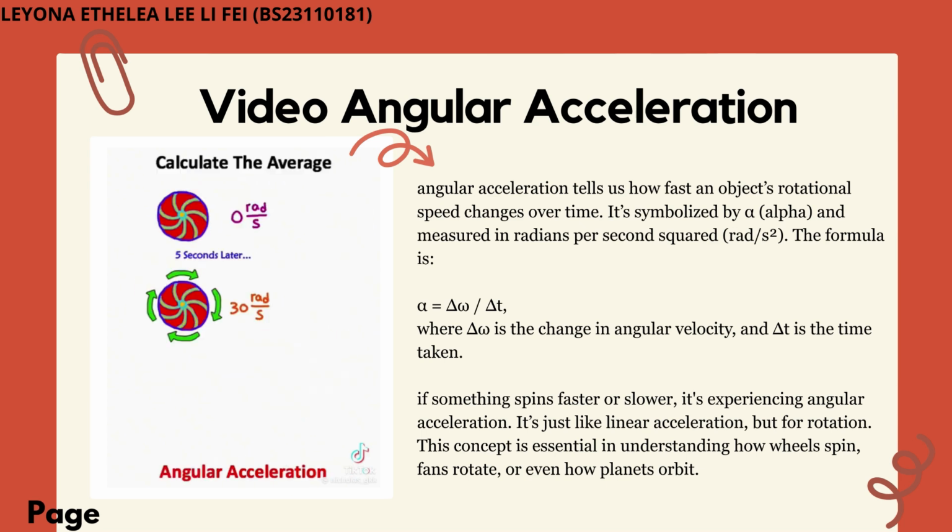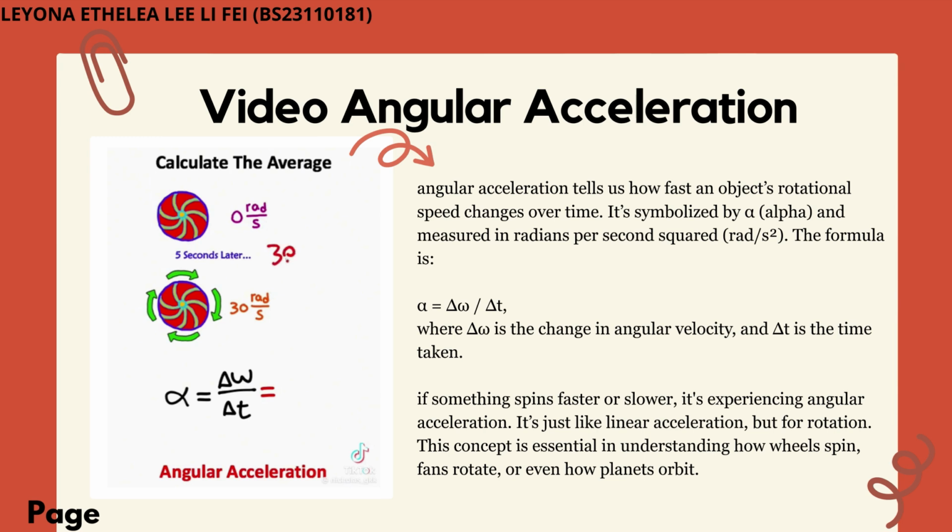Now I'll go ahead and assign some numbers here. So the wheel starts at 0 radians per second, and then 5 seconds later, the wheel is moving at 30 radians per second. To calculate the average angular acceleration, which is represented by the symbol alpha, all it's going to be is the change in angular velocity divided by the change in time. We start at 0 radians per second, we finish at 30 radians per second.